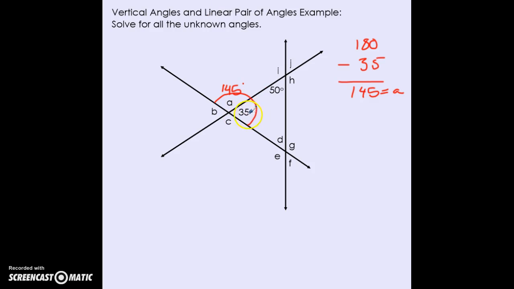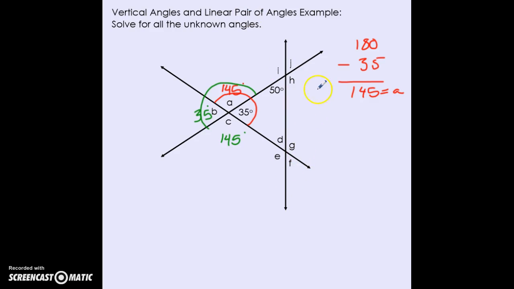Now because 35 is a vertical pair with B, they're across from each other where they have that same vertex, B would be congruent to 35. So B is 35 degrees, and if you notice, the 35 and the 145 are supplementary because they are a linear pair. And then A and C are vertical angles, so C would also be 145 degrees.